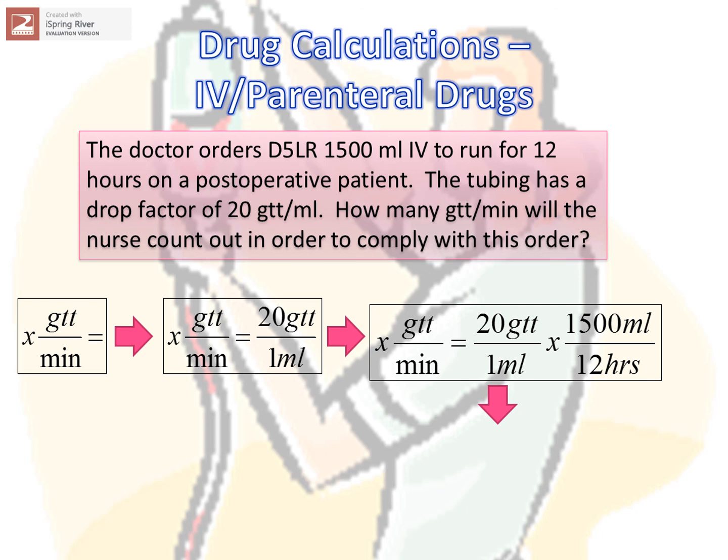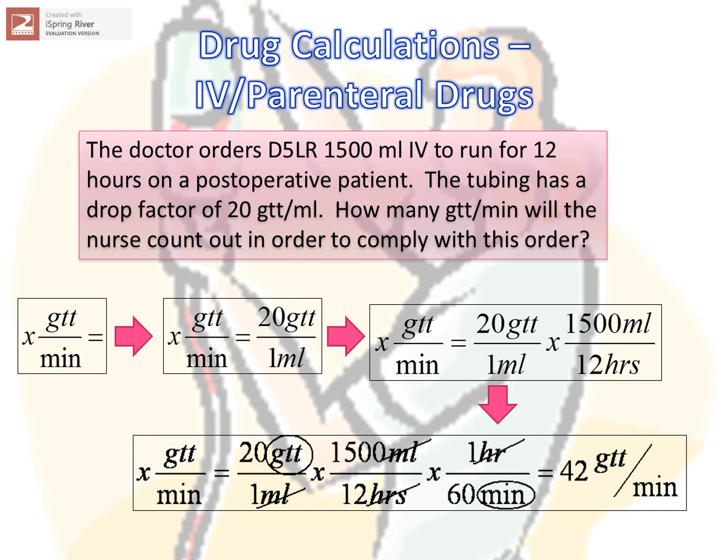So to go from hours to minutes, you say 1 hour is equal to 60 minutes. And then we go ahead and make sure we've canceled out everything. The milliliters cancel out, the hours cancel out, and we're left with drops on top and minutes on the bottom. And that 12 times 1,500 times 1 divided by 1 divided by 12 divided by 60 is going to give you 25 drops per minute.